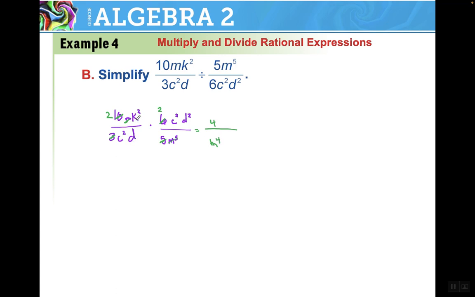I have a k squared on top, but no other k's, so that stays. I'm done with that. I have a c squared on top and a c squared on bottom, which means they just cancel out to 1. And then I have a d squared on top and a d on bottom, so it's just one of those d's on top. That's super messy, but 4k squared d over m to the 4th.